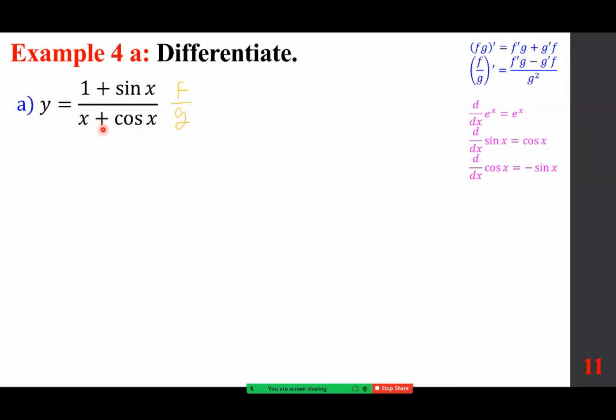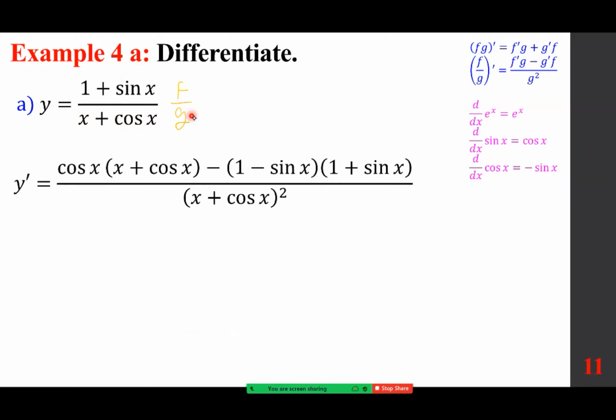1 plus negative sine x, or simply 1 minus sine x, simply because the derivative of cosine is negative sine times f times the top, 1 plus sine. What about the denominator? Just write it in a parentheses and square it. You don't have to do much. And this is the only calculus step.